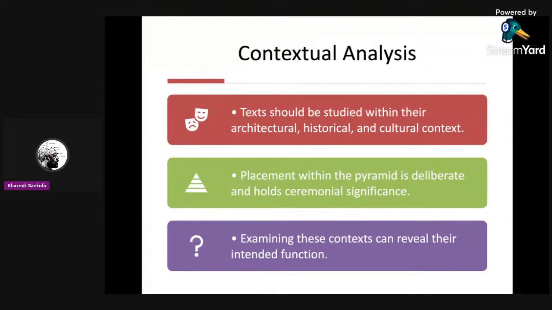Placement within the pyramid is deliberate. It's not haphazard. So when you're looking at a pyramid text, understand that it's deliberate. Like we said before, the entrance is always about protection.